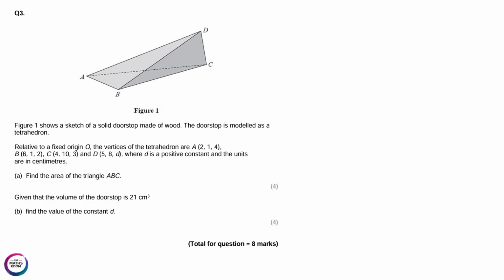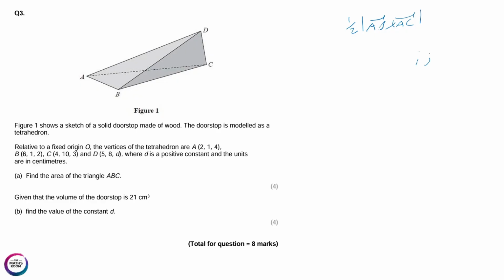So we've got Figure 1, which shows a sketch of a solid doorstop made of wood. The doorstop models a tetrahedron with vertices A, B, C, D. From there, triangle ABC. Okay, so we know the area of the triangle. We're going to have to do half the magnitude of AB cross AC. What we're looking for. Let's first do AB cross AC.